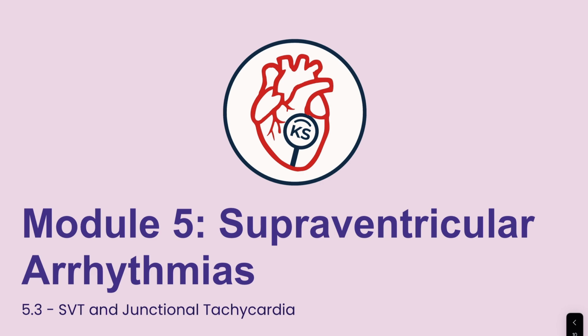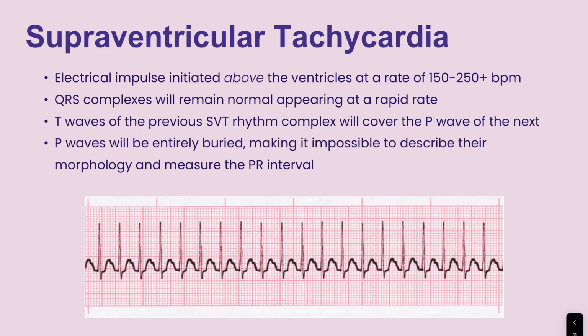All right, last here is SVT and junctional tachycardia. Supraventricular tachycardia: your electrical impulse is again initiated above the ventricles at a rate of 150 to 250 or more beats per minute. QRS complexes will remain normal appearing at a rapid rate. The T waves of the previous SVT rhythm complex will cover the P wave of the next, and the P waves are entirely buried, making it impossible to describe their morphology or measure a PR interval.